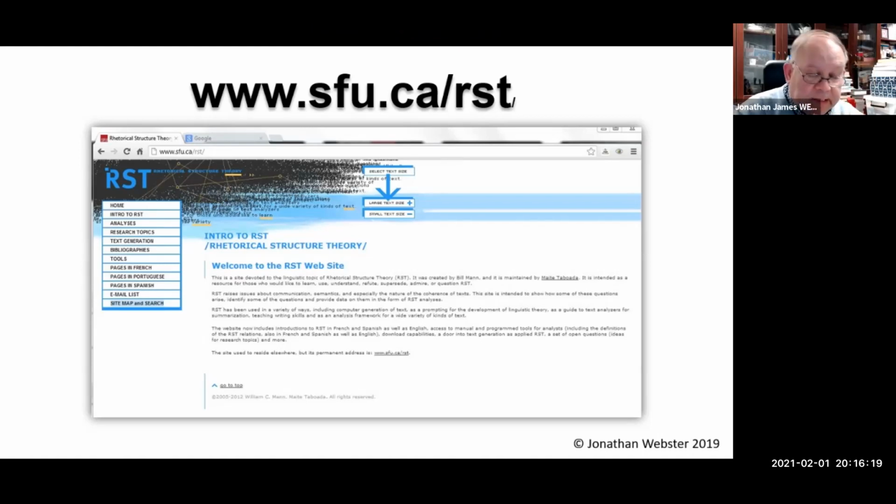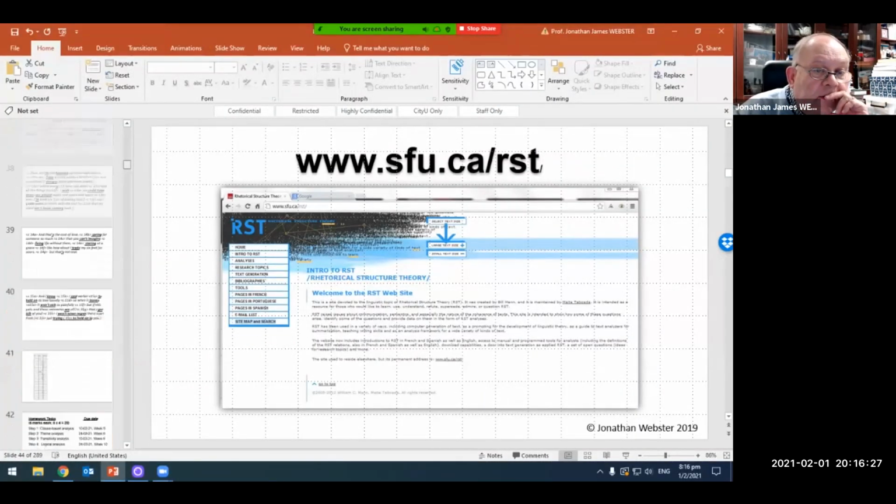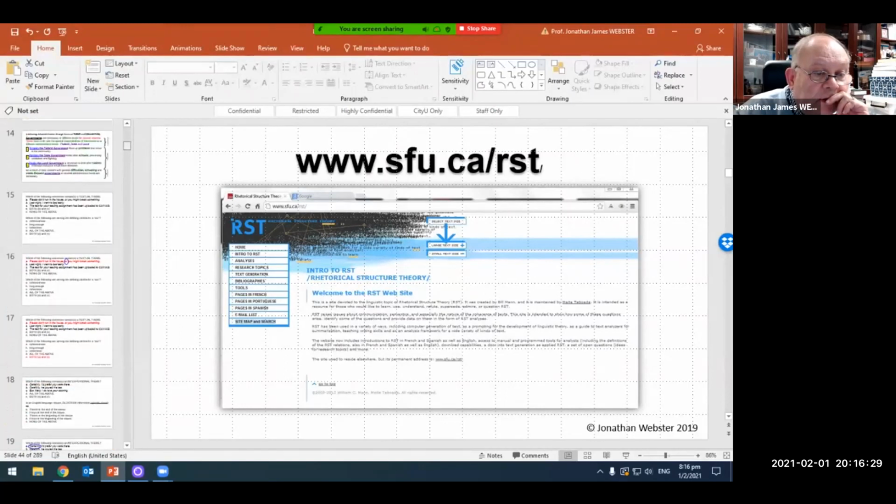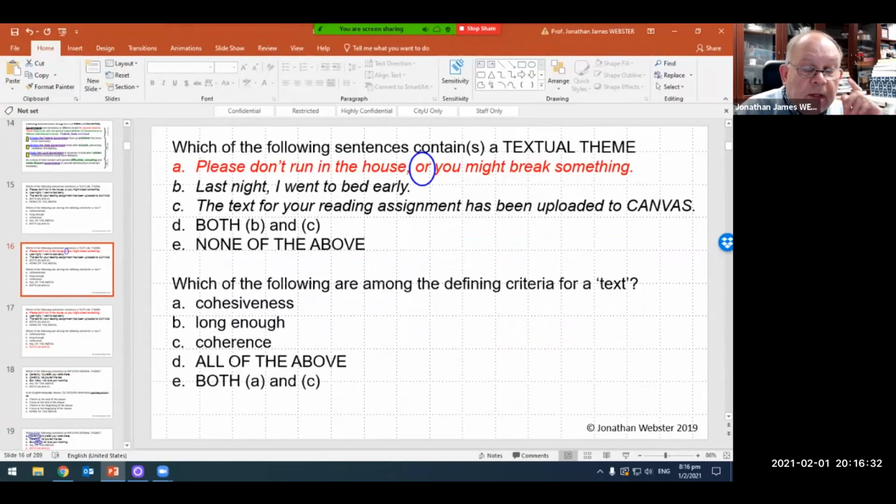Question about slide 16. What was slide 16? Let me just go back. 16. And the question: why only A and C contain textual theme in slide 16? A, no, no, no. A is the correct answer. Only A is textual theme, not C. Only A is the correct answer, all right?